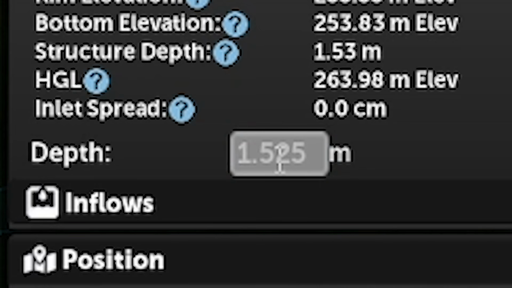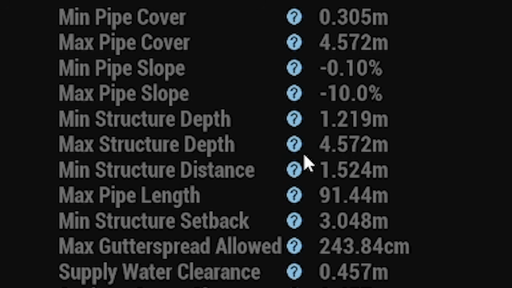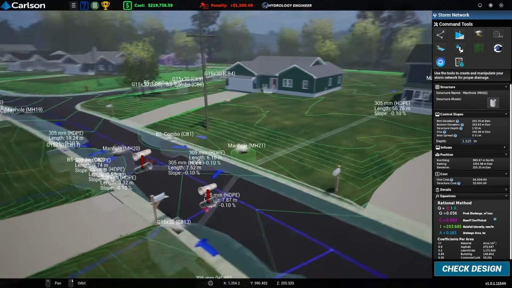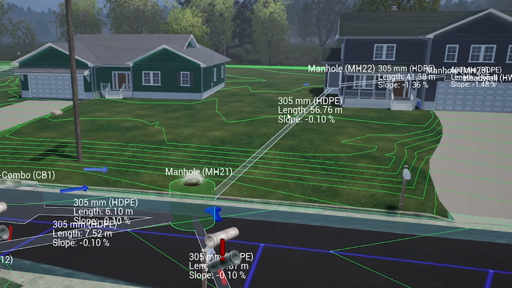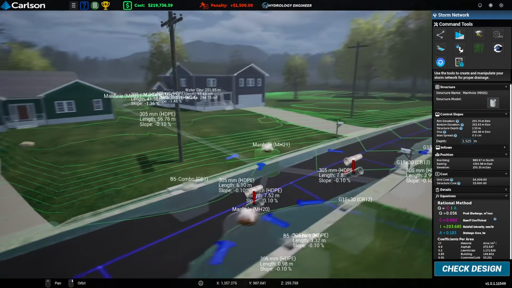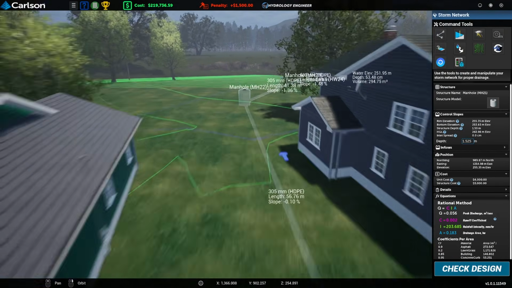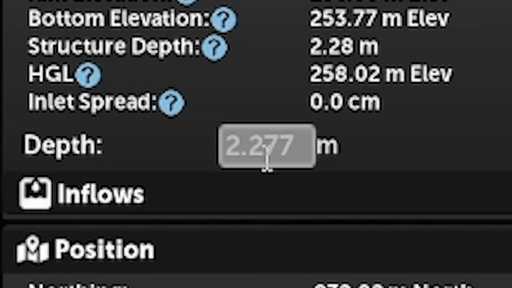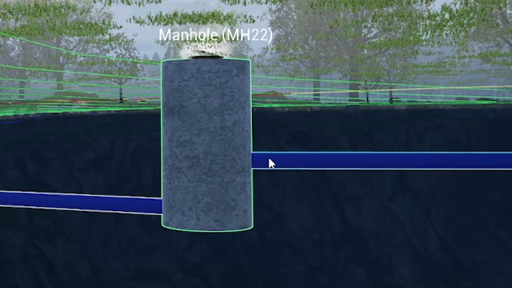It's already 1.5 meters deep. The max depth we can go to is 4.5. So it's worth noting that isn't going to be the deepest one. Can you see the ground goes uphill here? You can see it along that way a bit easier. So up here, this is going to be quite a deep manhole already. This is probably going to be our deepest one. So it's already 2.27. If I add another meter onto that, you can see we've got the step there.